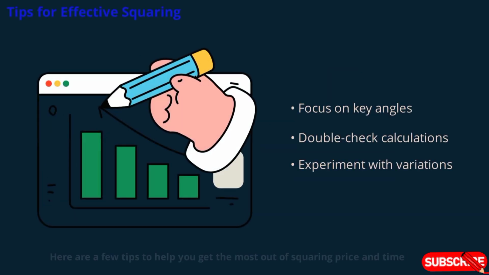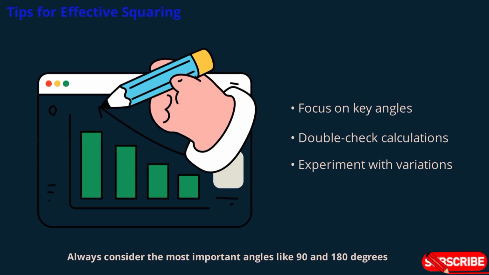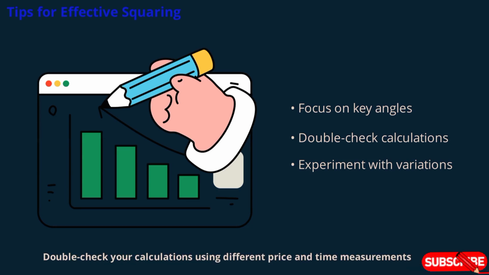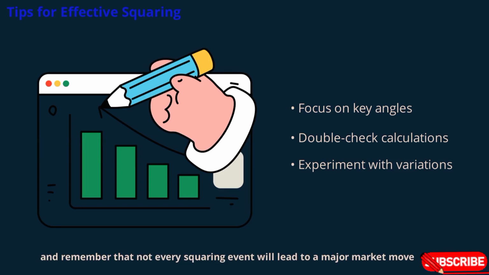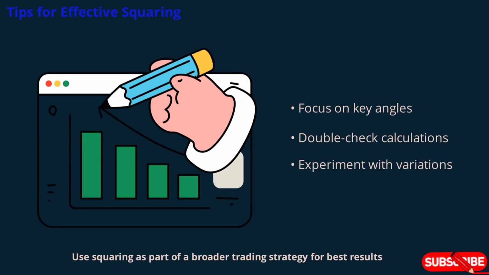Here are a few tips to help you get the most out of squaring price and time. Always consider the most important angles like 90 and 180 degrees. Double-check your calculations using different price and time measurements. Don't be afraid to experiment with variations, and remember that not every squaring event will lead to a major market move. Use squaring as part of a broader trading strategy for best results.